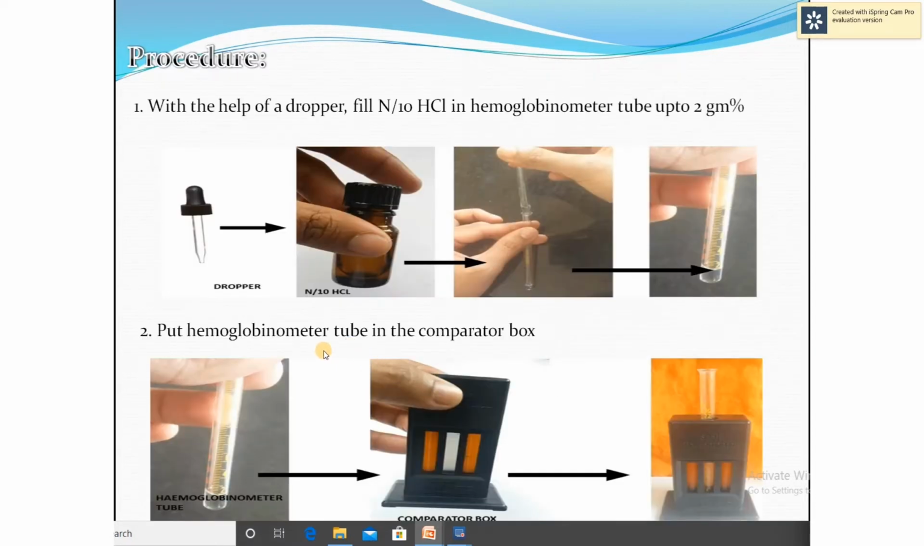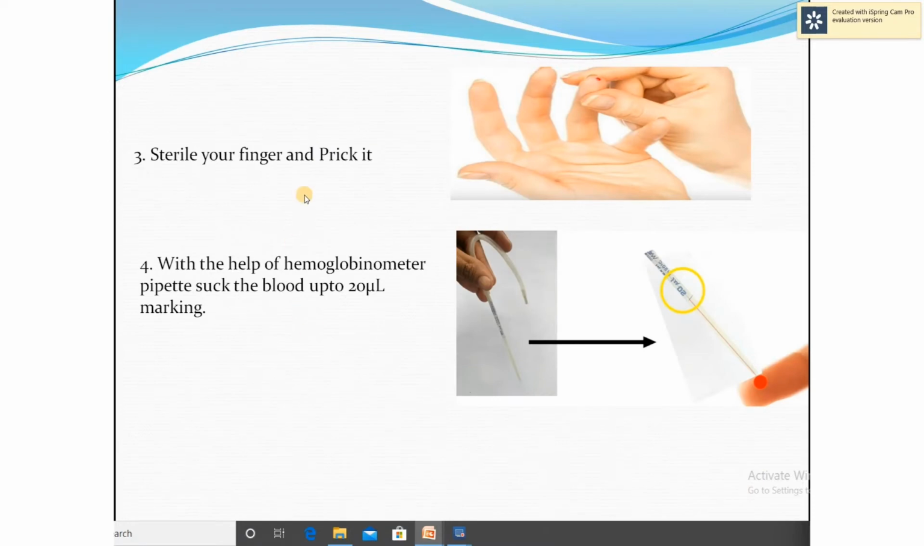Next, put the hemoglobinometer tube in the comparator box. You have filled N/10 HCl into it, now put it in the comparator box. Now sterilize your finger, let the ethanol dry, and then prick your finger to get a drop of blood.